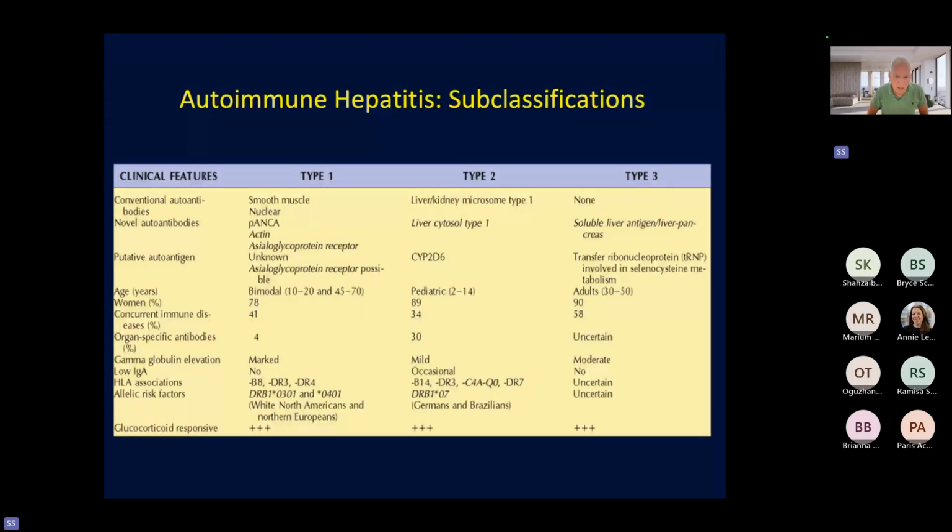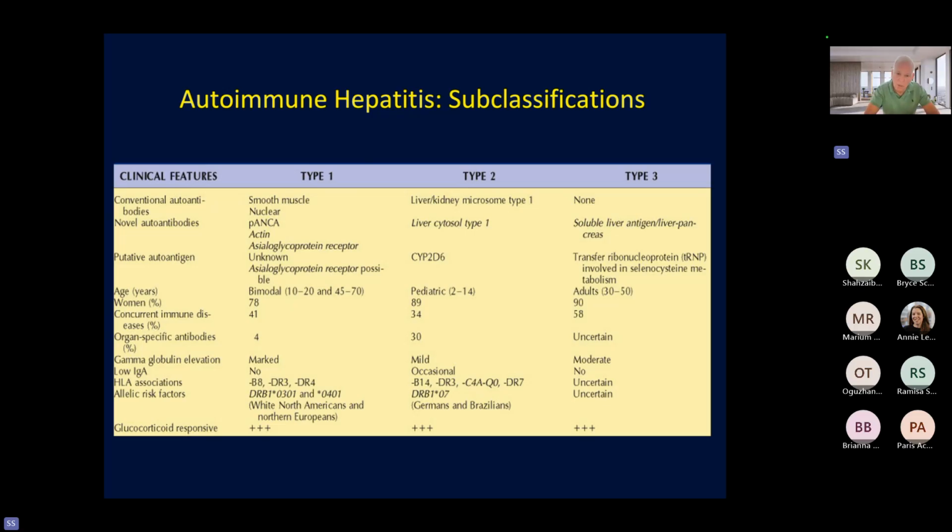So here again are the subclassifications. Type 3, which is shown here, is something you really don't have to know about. It is actually a form of type 1 that occurs in older subjects. So we'll forget about that. And here again are the type 1 and type 2. The type 2, again, primarily in children up to adolescence.